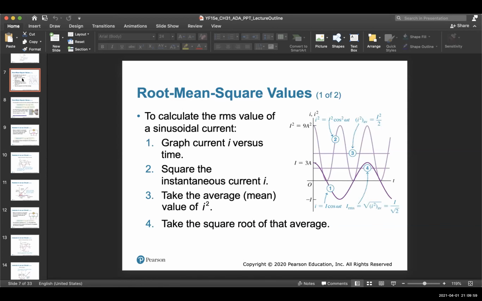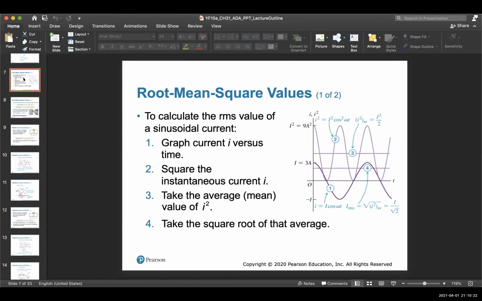To calculate the RMS, the root mean square value, I'm just going to proceed through the slides at this point. I want to make sure we finish. We will eventually answer the question I just asked. Why would we need to do this?